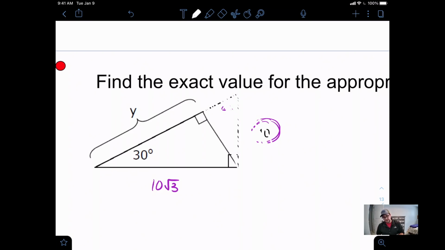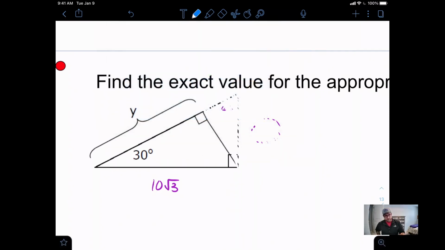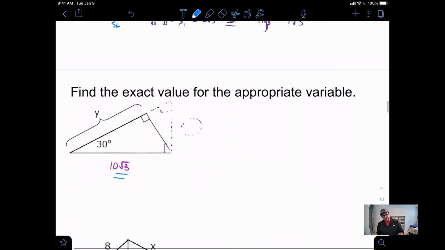And if I get rid of that part and I don't even think about any of it, I should have enough information to solve this. Right now, I know what the hypotenuse is. So if I know the hypotenuse, I know that the hypotenuse is equal to 2 times the short leg.